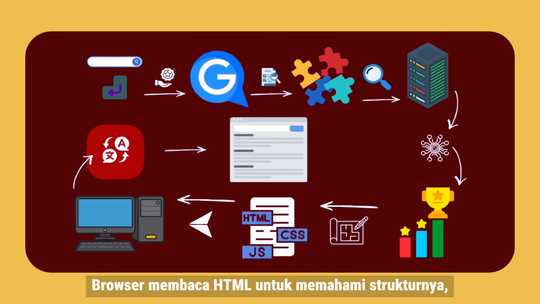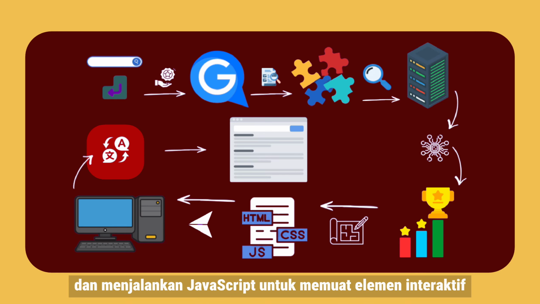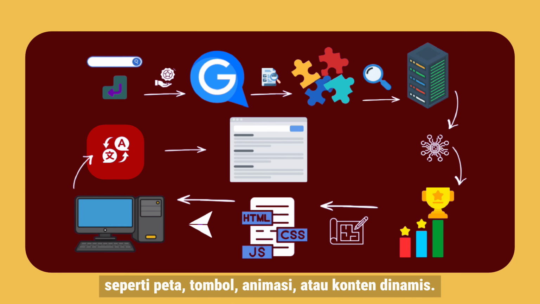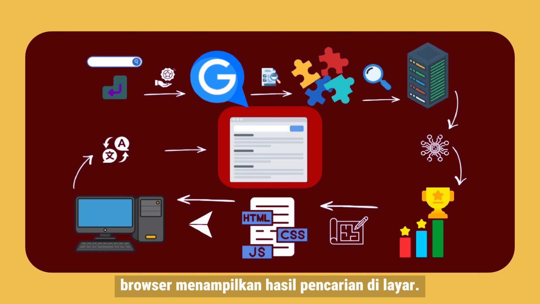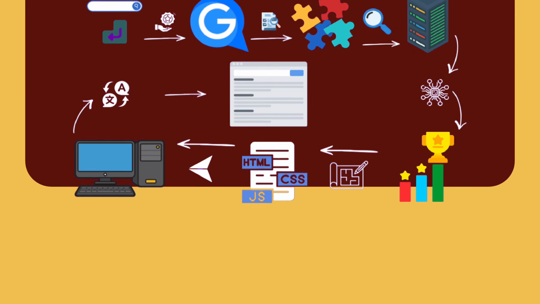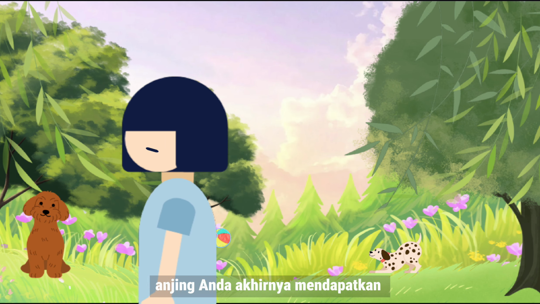It reads the HTML to understand the structure, applies CSS to arrange the layout and design, like the colors, fonts, and spacing, and runs JavaScript to load interactive elements like maps, buttons, animations, or dynamic content within a fraction of a second. The browser displays the search results on the screen. Now, thanks to that search, your dog is finally having the fun he needed.